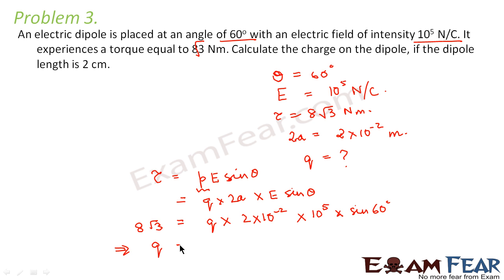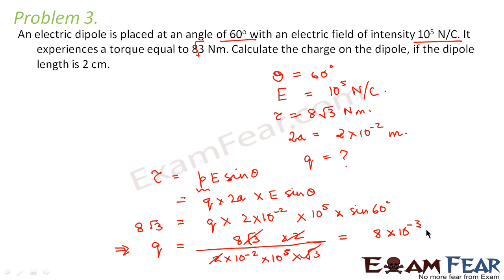So from this we can calculate the value of Q, which comes out to be 8 root 3 divided by 2 into 10 to the power minus 2 into 10 to the power 5 into sine 60, and sine 60 is equal to root 3 by 2. So this root 3 will cancel, 2 and 2 will cancel. So this comes out to be 8 into 10 to the power minus 3 coulombs. So this is the value of the charge on the dipole. So this is how you basically approach to solve different problems related to electric dipole.